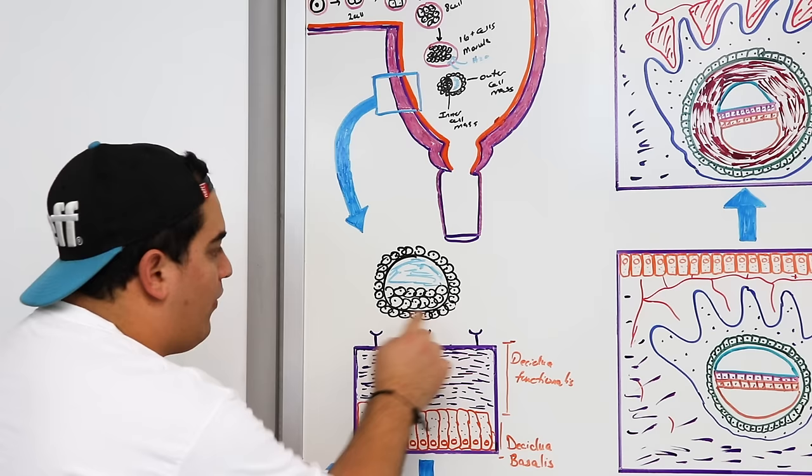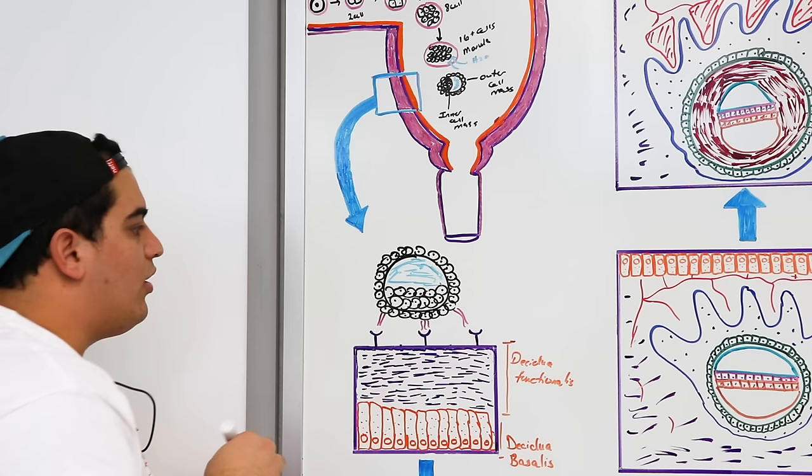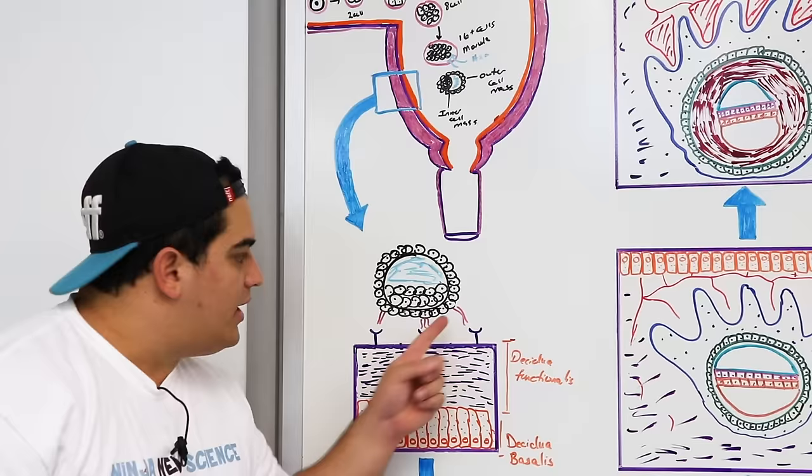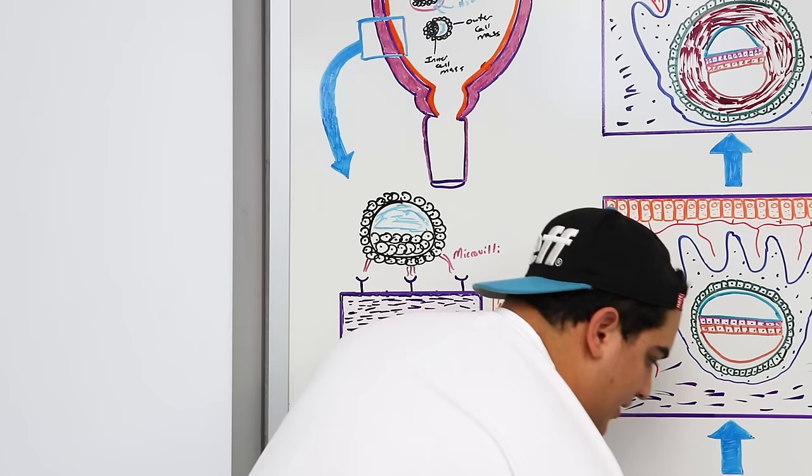On the trophoblastic cells, they have little microvilli that allow for them to attach to these little structures that are protruding from the decidua functionalis. You know what these things are? These little things that are protruding from the endometrial lining here, these little purple gadgets, these are called pinopods. Pinopods. So we have here the pinopods.